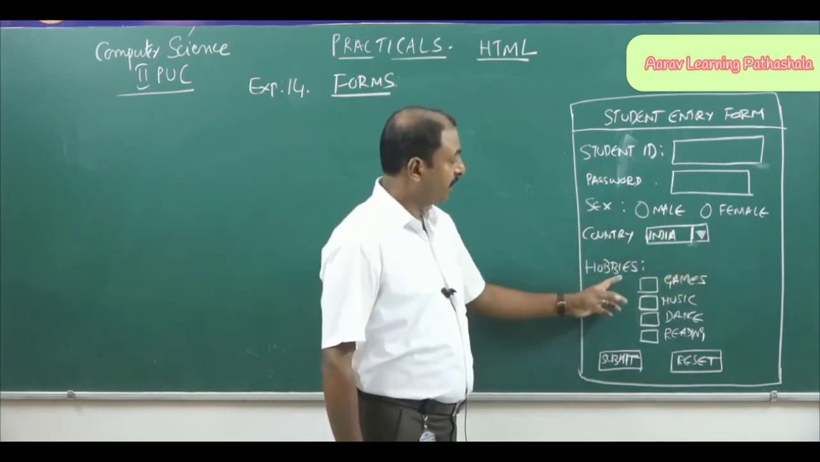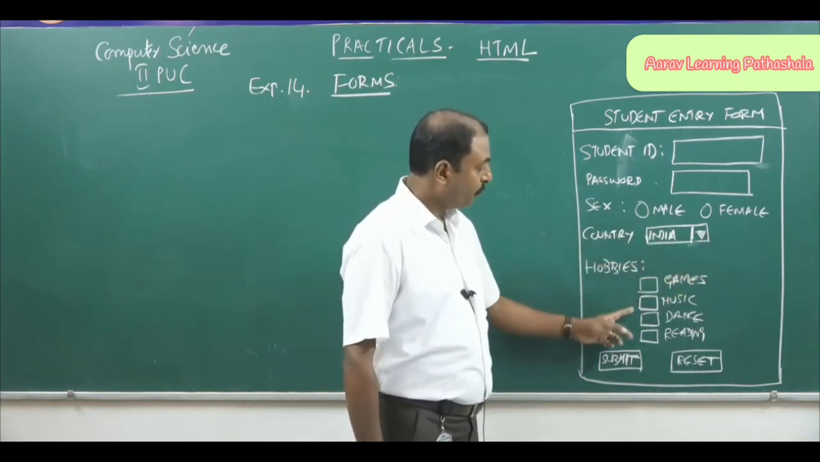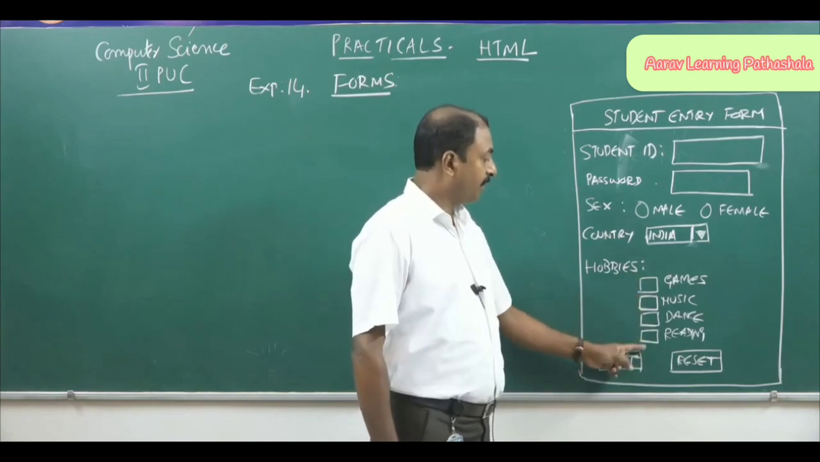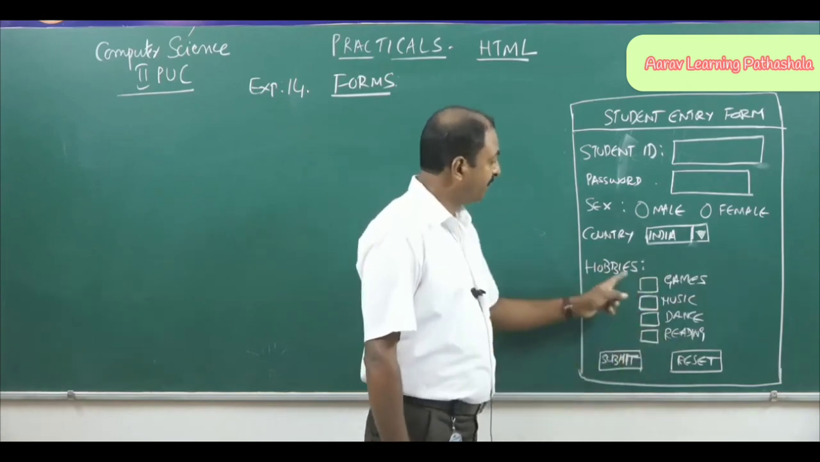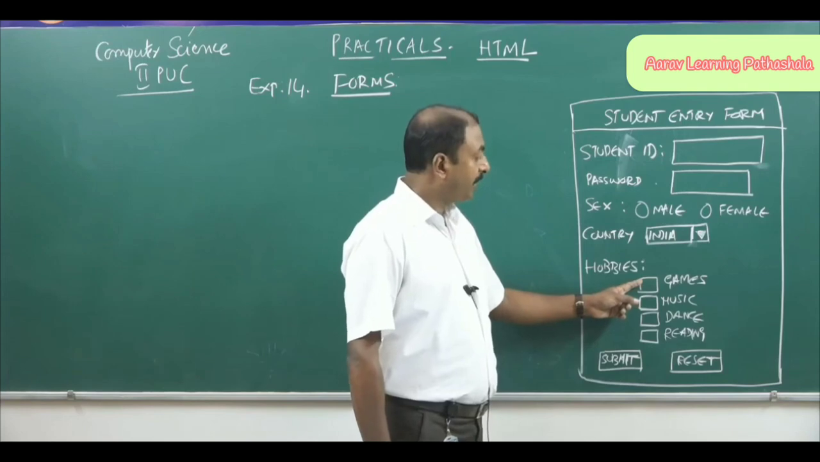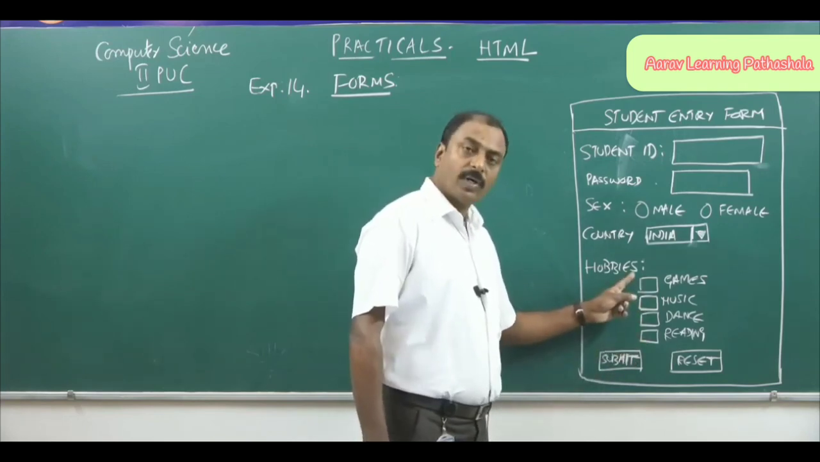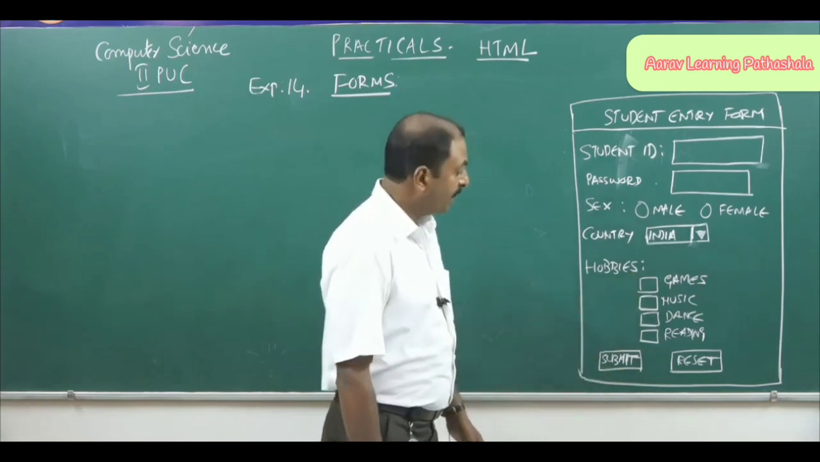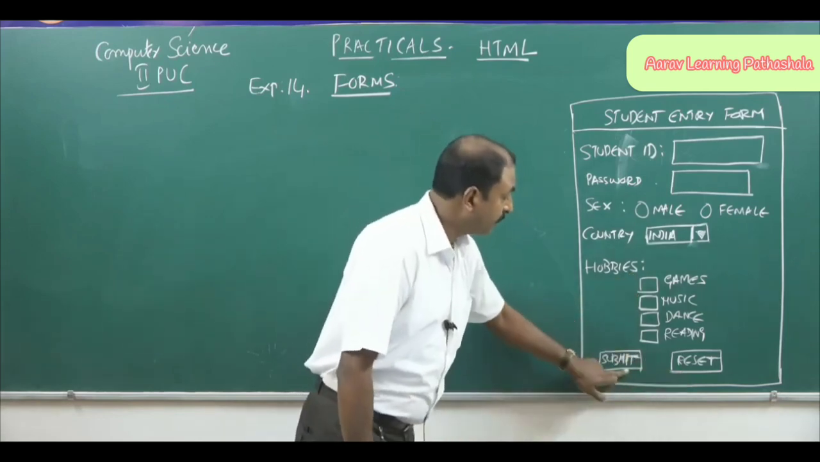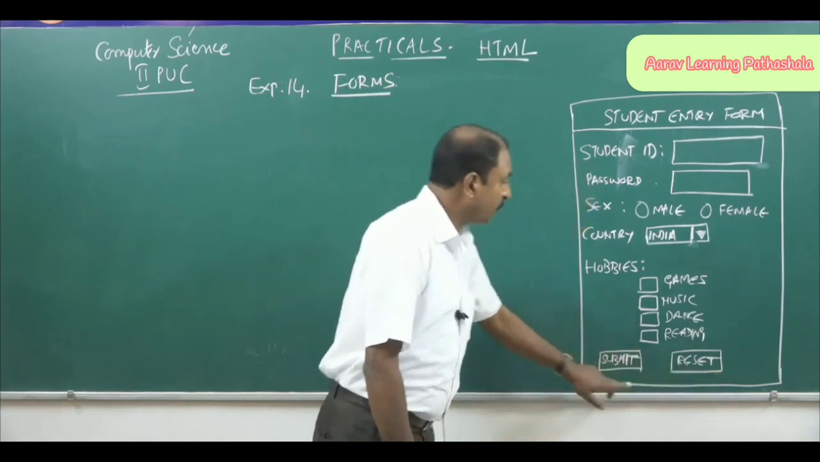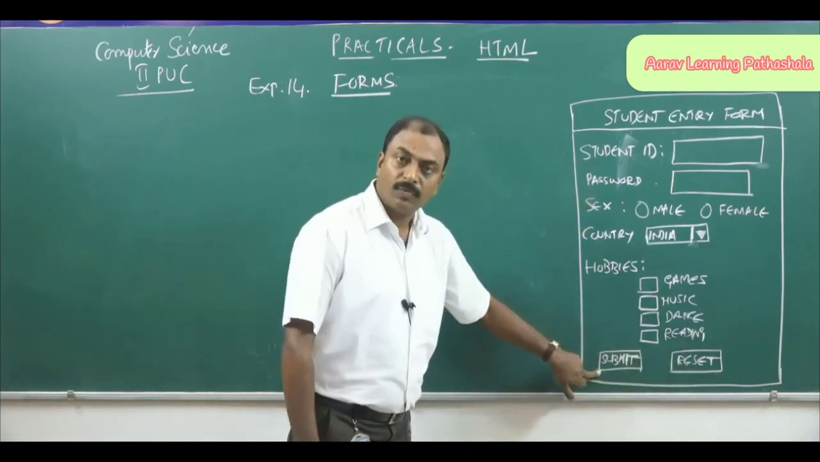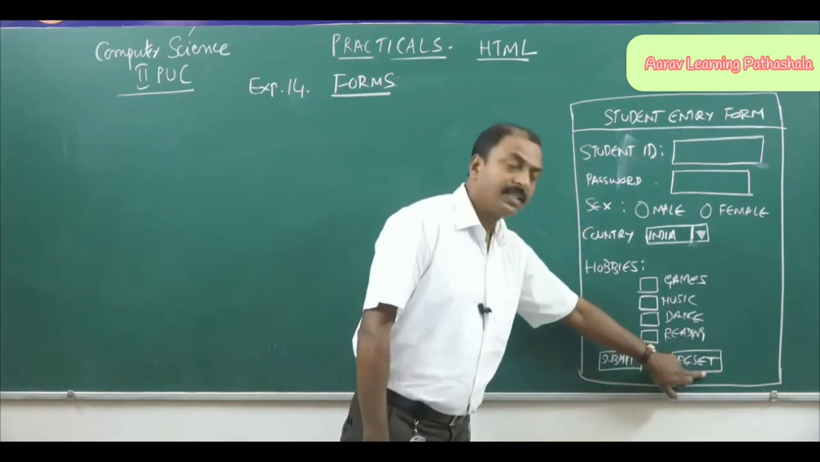Next is hobbies. Here you can see there are 4 check boxes, and this element is called a check box. Here the student can select his own hobbies. Similarly, you can see there are 2 buttons, the submit button and the reset button. The submit button is one of the form elements, and reset is also a form element.